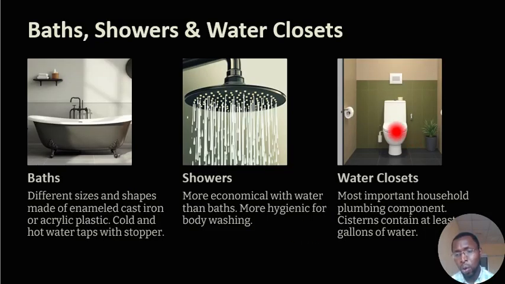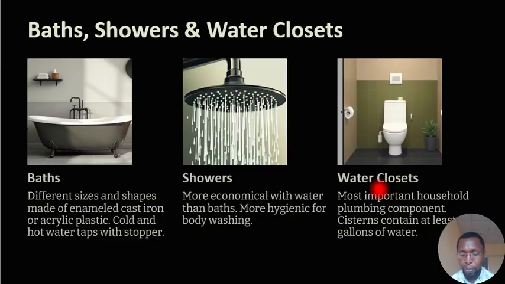Then we also have the water closet, the one we call our toilet. This is the most important household plumbing component because everyone wants to use the restroom after eating or after a long day. And the cistern, the container that has the water, contains at least 2 gallons of water inside it. Okay, and then whenever we use it, we can use that water to flush our feces or our urine.